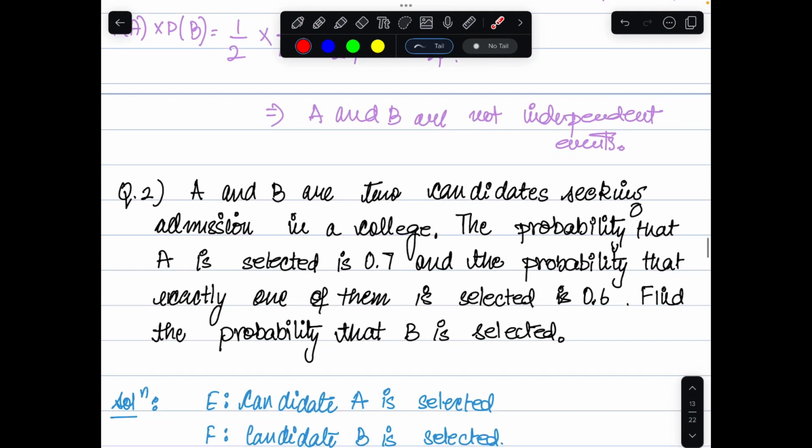Next question. A and B are two candidates seeking admission in a college. Now the event is, A is getting admission in the college, B is another person getting admission in the college. The probability that A is selected is 0.7, which is like 70%. And the probability that exactly one of them is selected is 0.6. So that's high because it's above 0.5. That means there is a high chance that exactly one of them gets selected. Find the probability that B is selected.